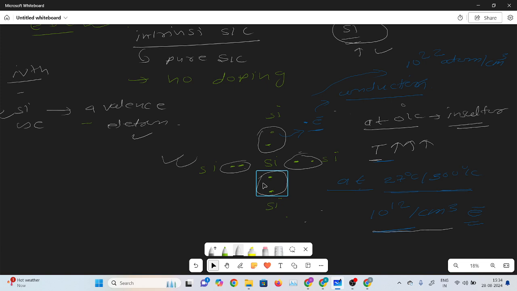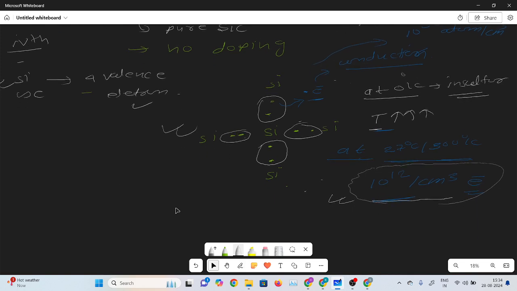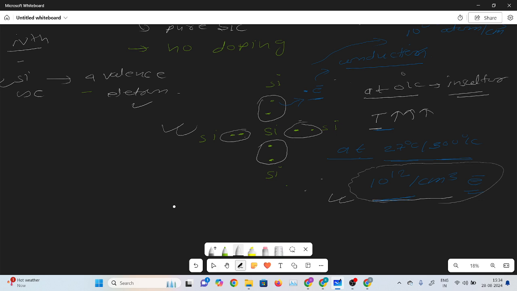So that's why we go for another semiconductor. Because this is 10 to the power 12, this is a small amount of electrons. Of course, it will behave as a conductor, but not much. There is a low free electron concentration, that's why we go for another semiconductor. But before going to that, see, in the intrinsic semiconductor the concentration of electron and hole will be the same.